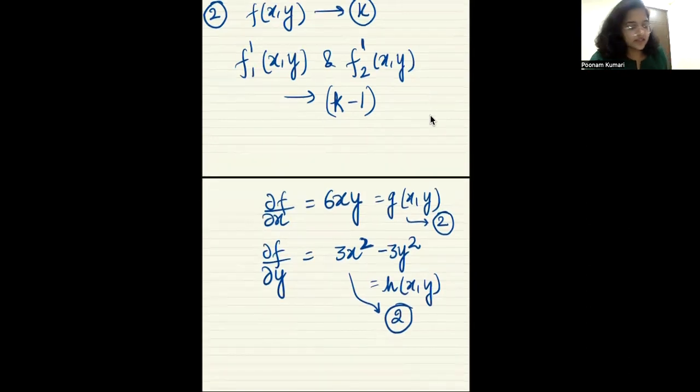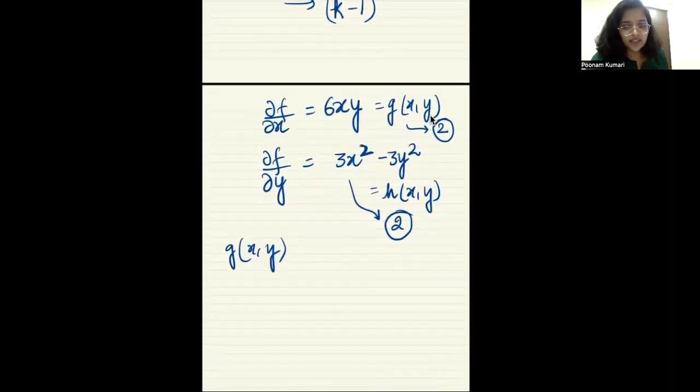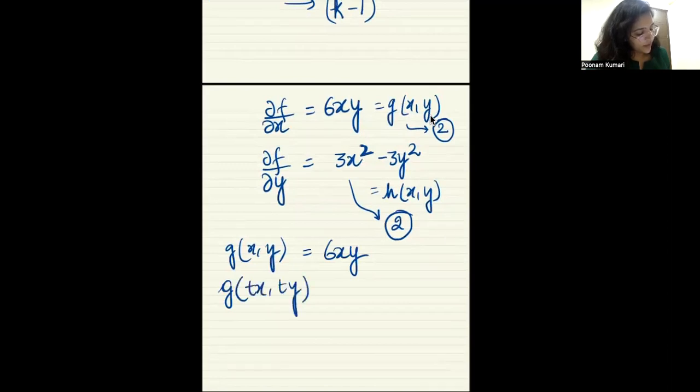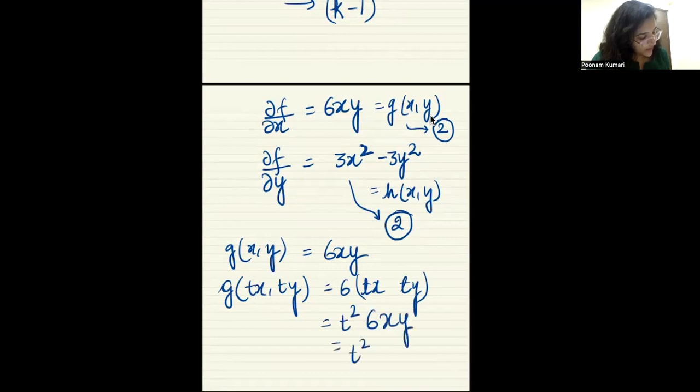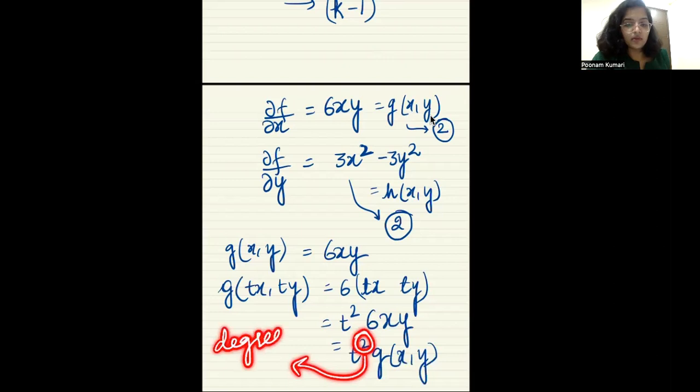So if we have, let's say, a function g(x, y), and I want to check its degree of homogeneity, how will I do it? This g function is given by g(x, y). To check the degree of homogeneity, what will you do? You take g(tx, ty) and you see what the value comes out to be. So you have t squared times 6xy, which is t squared g(x, y). Whatever is the power that you see here, that is the degree of homogeneity.